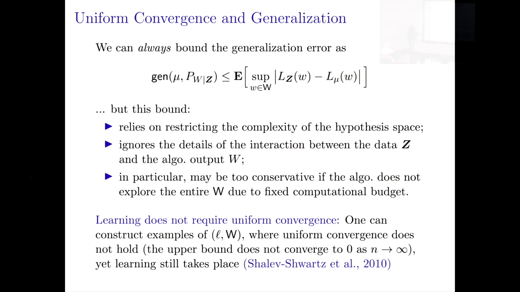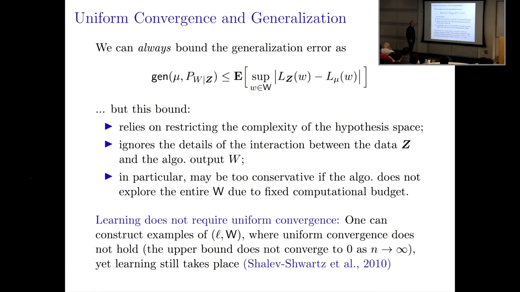Moreover, this bound completely ignores the details of the interaction between the data and the algorithm. It completely erases what the algorithm is doing, right? It just takes a supremum over the hypothesis space. So here the algorithm could be absolutely anything. And this bound is more or less destined to work only with empirical risk minimization. But if you have some computational constraints, let's say, you're not going to minimize the risk. You're going to run this algorithm for a certain number of iterations, or you have some memory constraints or something like that, you're not even going to explore the entire hypothesis space. So it seems like it's asking too much for the supremum to behave well.